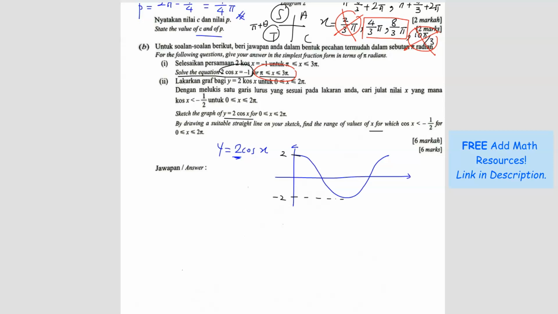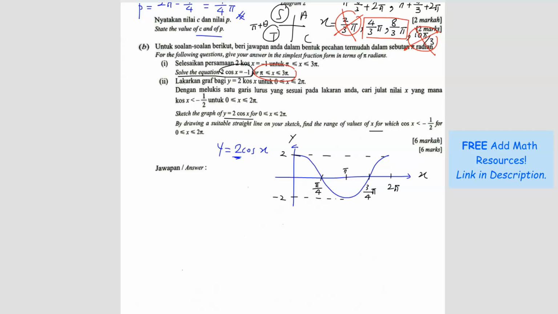This one will be x, this will be y. Okay, let me label. This is 2 pi, this will be pi over 4, and this will be 3 over 4 pi. Okay, so we label all of the x values and y values.